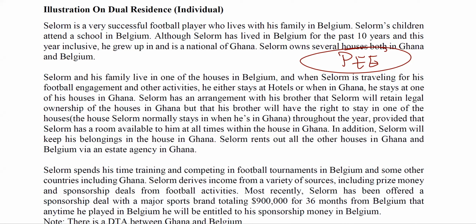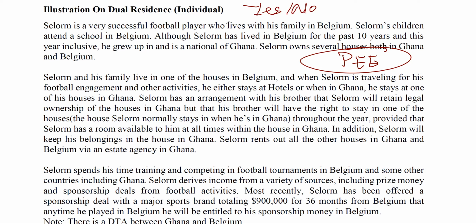So you say it's a place that is available to him at all times continuously. And if it's rented, it should be for a prolonged period. Nice. So once you've said this, then from the case, let's see. Are you getting it? From the case, then you try and look at it from the perspective of Belgium. First, does Selom have a permanent home in Belgium? Yes or no? I want you to answer it yourself. Yes or no?